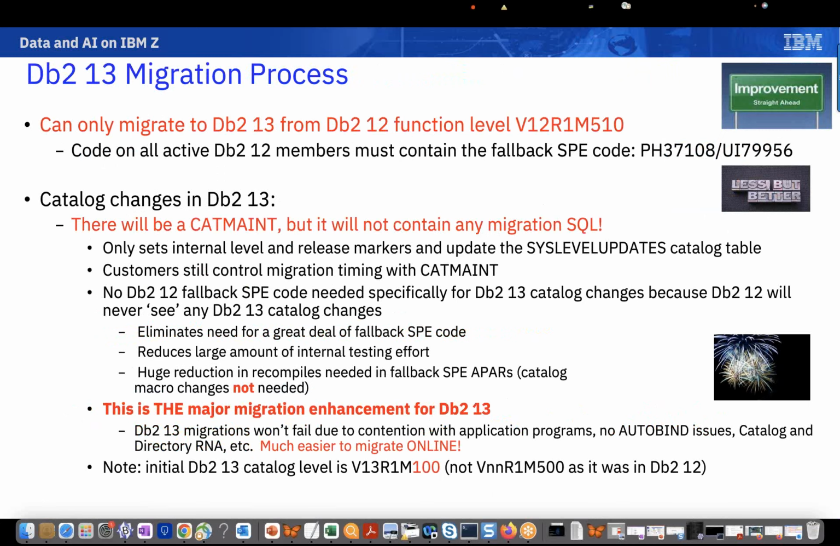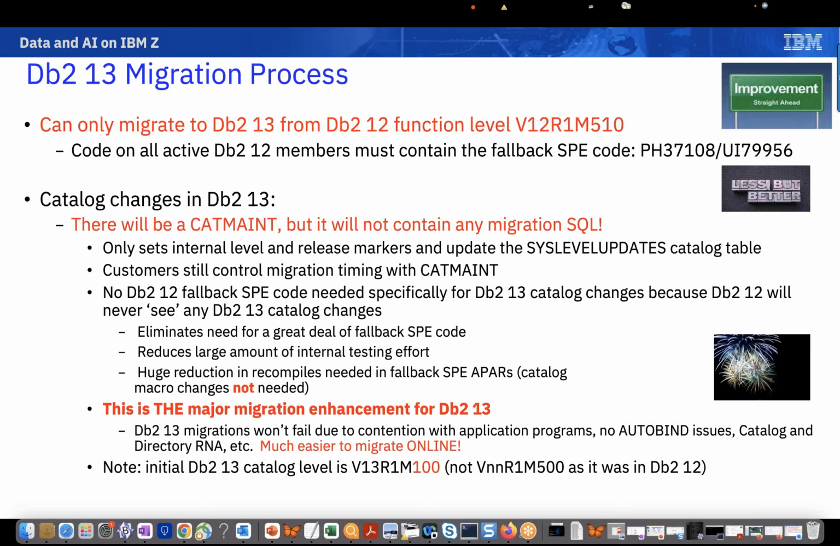I talked about how the version 13 migration process, early on, is very different than in previous releases. The first thing I'm going to say here is that there is a catmate when you migrate from 12 to 13, but we are not changing the structure of the catalog during that catmate. What does that mean? That means we're not adding any columns, we're not creating any table spaces, we're not creating any indexes, we're not doing any of that. No migration SQL at all.